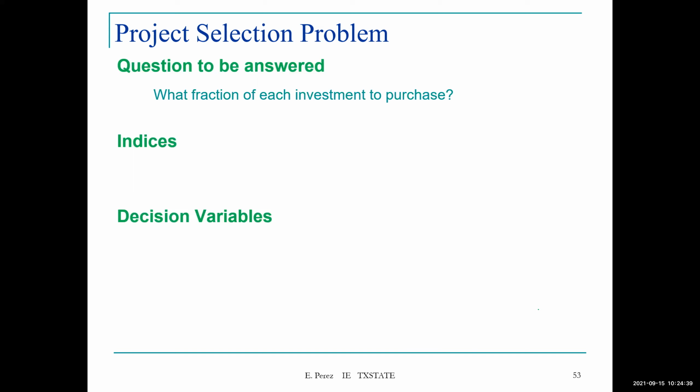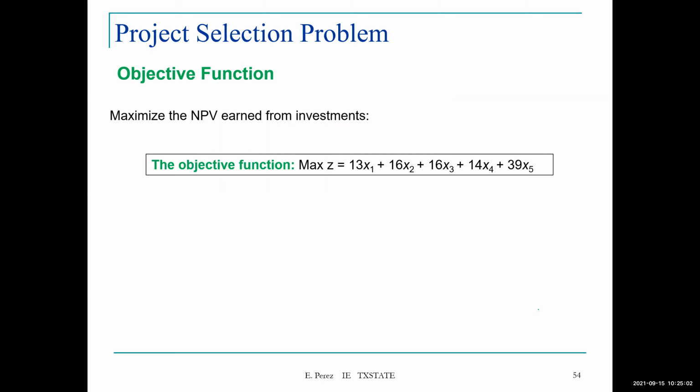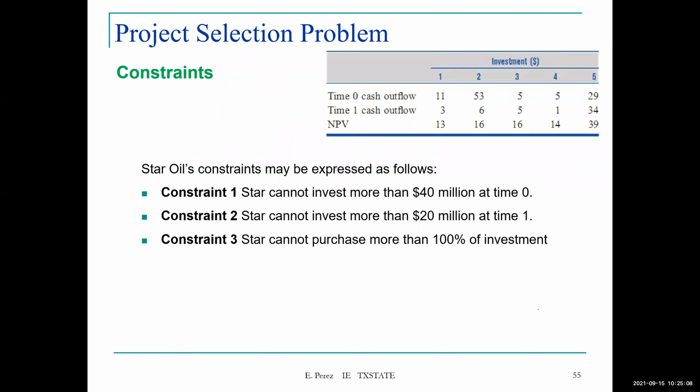So what are the questions to be answered? What fraction of each investment to purchase? So I is going to represent the type of investment that you're going to make, and Xi equals the fraction of investment i to purchase by the company. To maximize the net present value earned from the investment, our objective function is going to maximize the summation of the net present value for each investment. Then we're going to have 3 constraints.